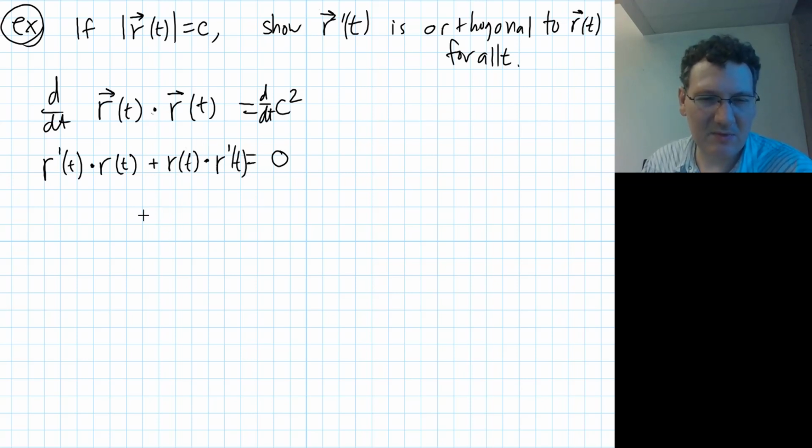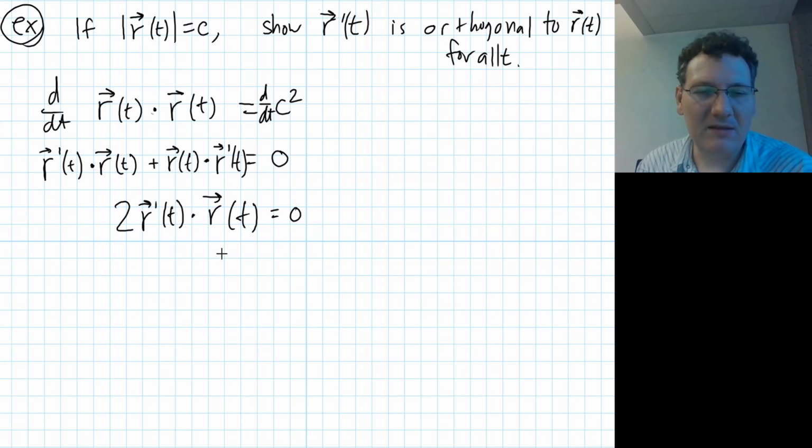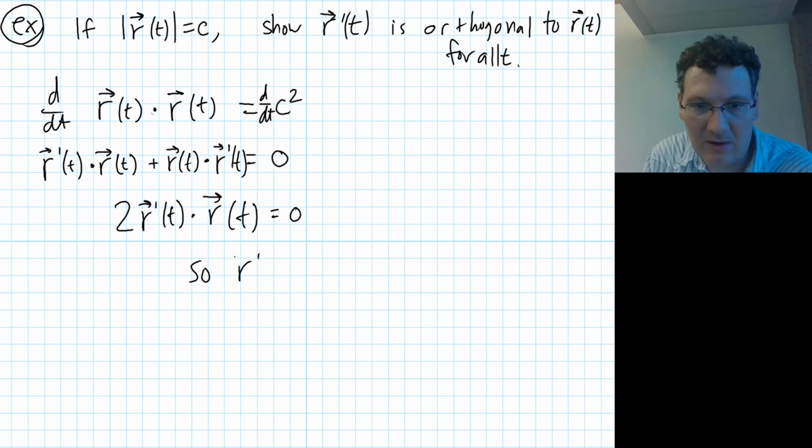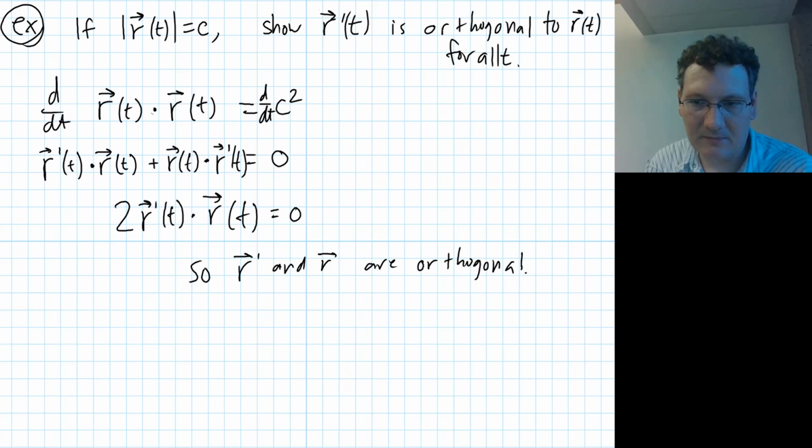So in fact, what this tells me is 2 r prime of t dot r of t equals 0. I'll put my arrows up top so that I don't get in trouble, which means that the dot product is 0, so r prime and r are orthogonal. If the dot product of two vectors is 0, then that means they're orthogonal. That's it.